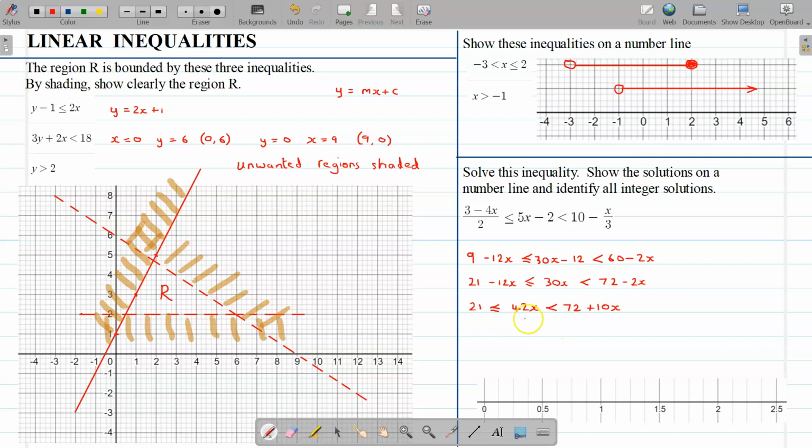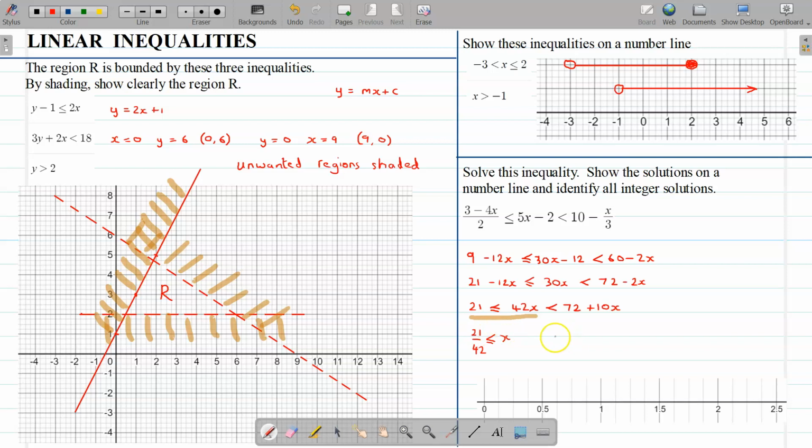Now, if I look at the left-hand part now, okay, so at some stage it's easier to consider each side separately. So if I just look at that bit there, I can see straight away that 21 is less than 42x, which very conveniently means that 21 over 42 is a half, you see. So 21 over 42 is less than or including x. Okay, so that's a half.